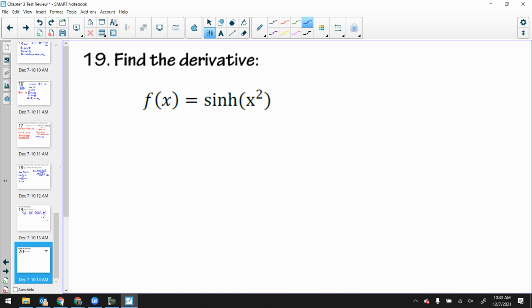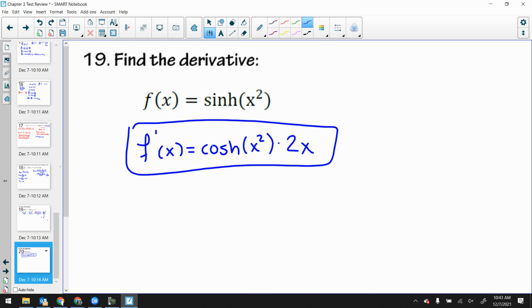Okay, find the derivative. All right, let me go back to my formula sheet. Oh, this is an easy one. I don't even need my formula sheet. I actually have to do the chain rule, don't I? So what is the derivative of sinh? Cosh, right? So f prime of x is cosh of x squared times 2x. Oh, that's easy. I should have put something harder on there.